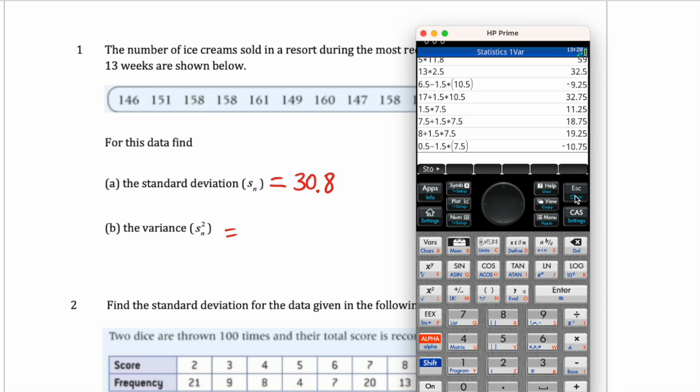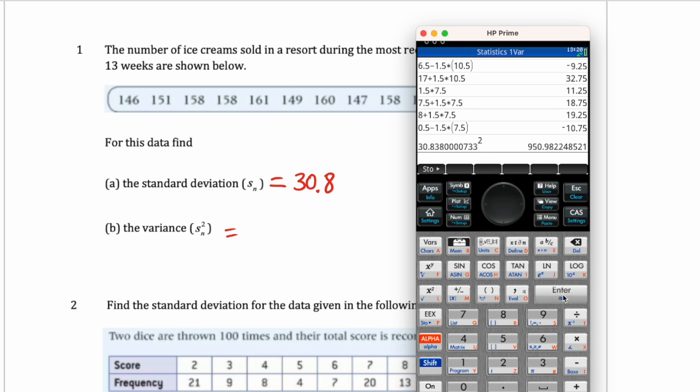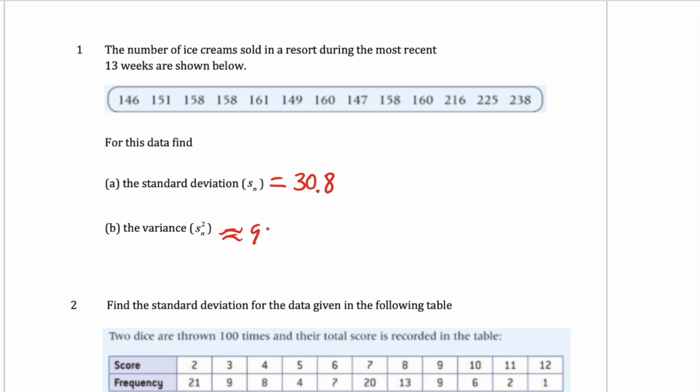Let's go to escape, and I can go to paste now. Paste is right here. I can paste this number. I can paste previous numbers I've copied as well. And square that, and you get this here. You get 951. About 951.